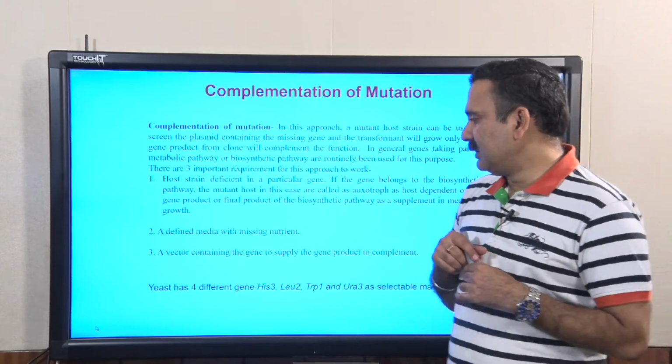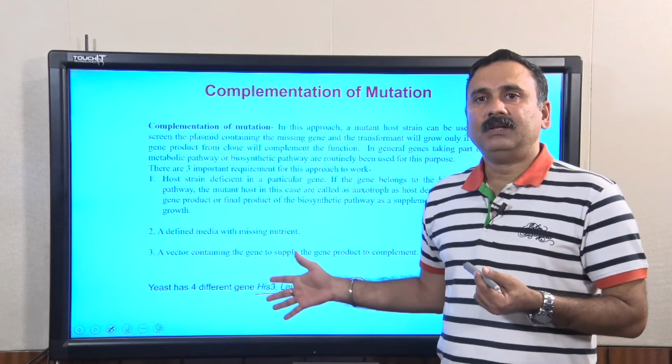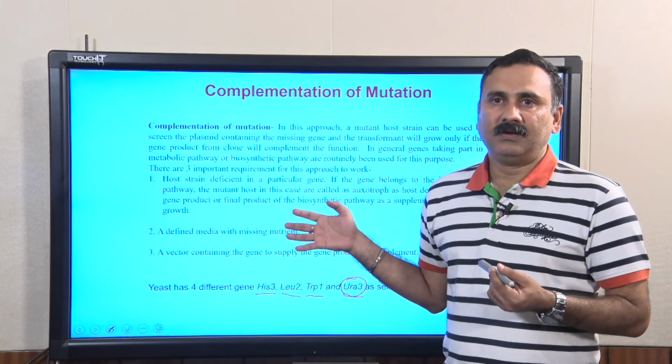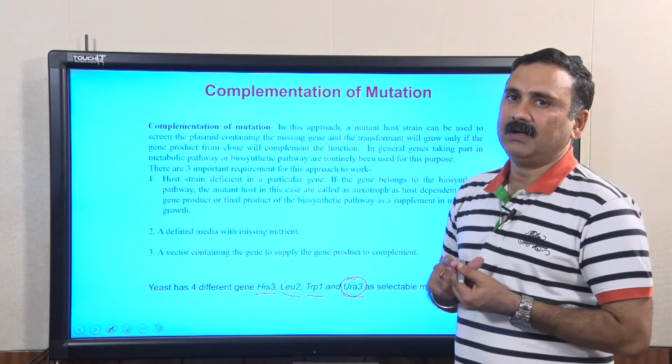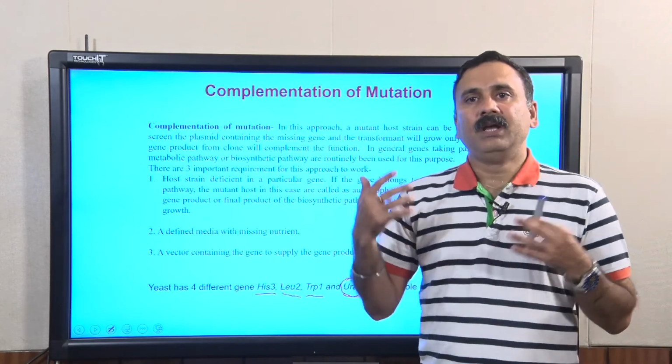So, in the case of yeast there are 4 different genes which are part of this particular approach. These are the genes of 4 different biosynthetic pathways, whether it is for histidine, leucine, tryptophan or uracil, and all these 4 genes and their mutations are found in different yeast strains, and that is why you can use these particular genes for performing this approach, which is called the complementation of the mutations.